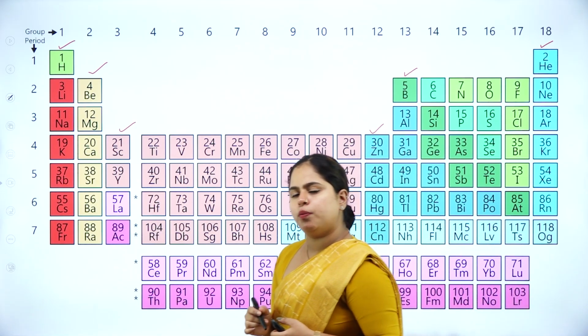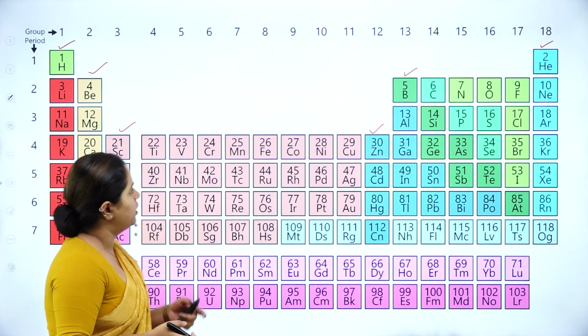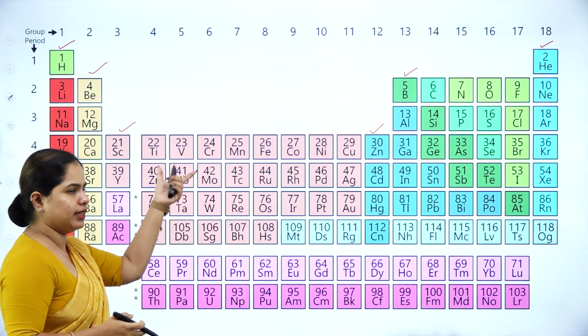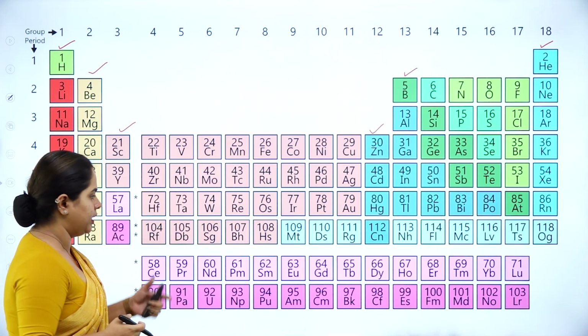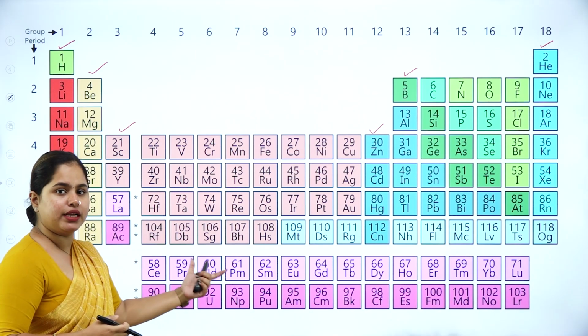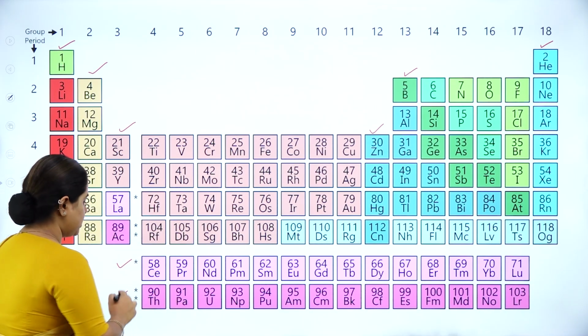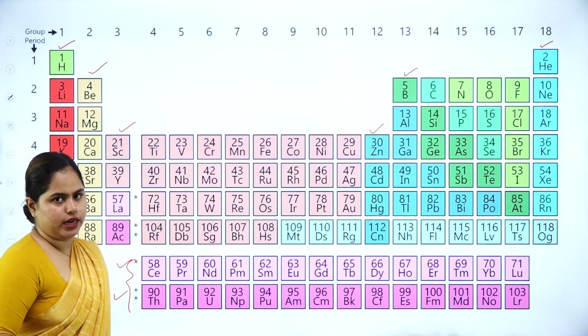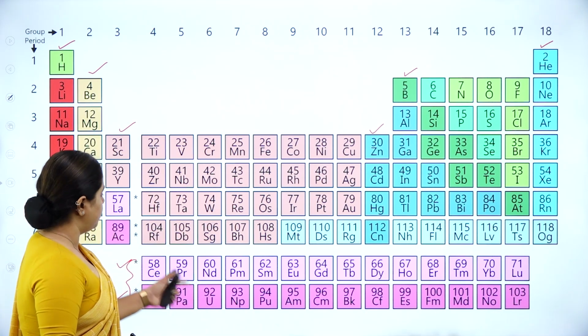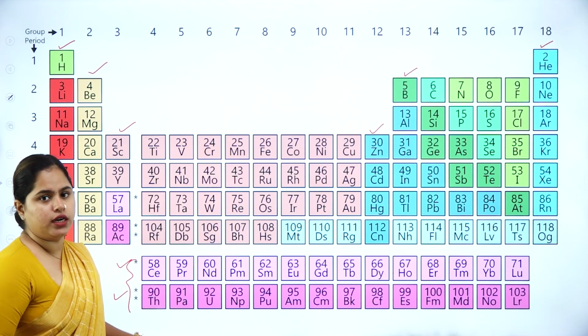Now there is one more part, the F block elements. If this is S, that is P, and this is D, where is F situated? F is separately placed below the periodic table, having two series. This is your F block elements. The F block elements are taken out from the D block elements.